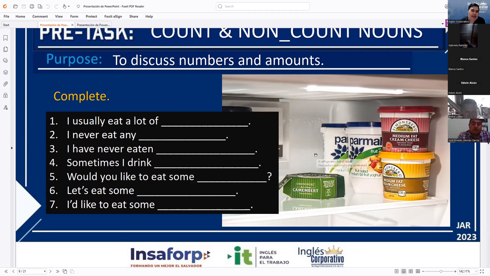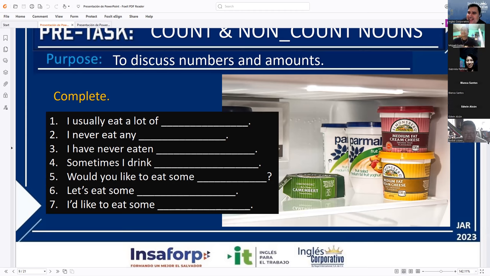I never eat any pork, but I have never eaten salmon, right? It's too expensive. With one piece of salmon, I can eat all week. So, nah, I don't need it. It's too expensive. Then I have never eaten salmon.